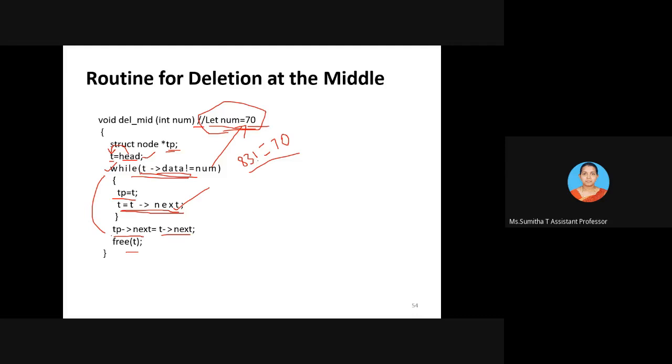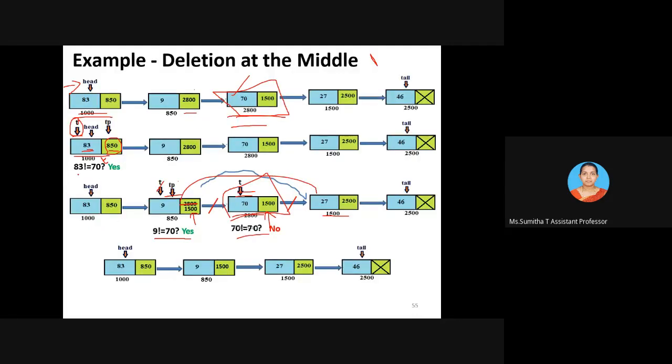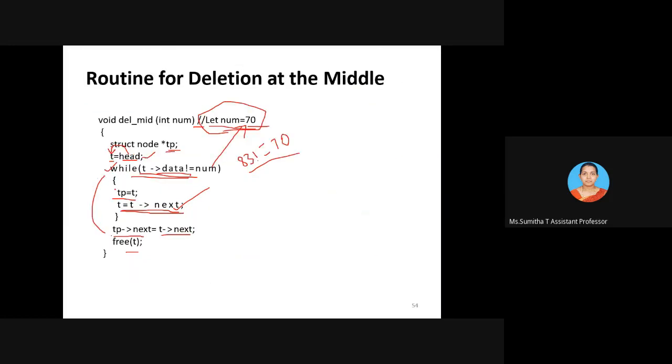Start with the head node and check the value t of next not equal to num. Yes, t of next is not equal to num. The condition is true, so the statements inside the loop will execute. If the condition is false, then it comes out of that loop. Is it clear? This is an important point.